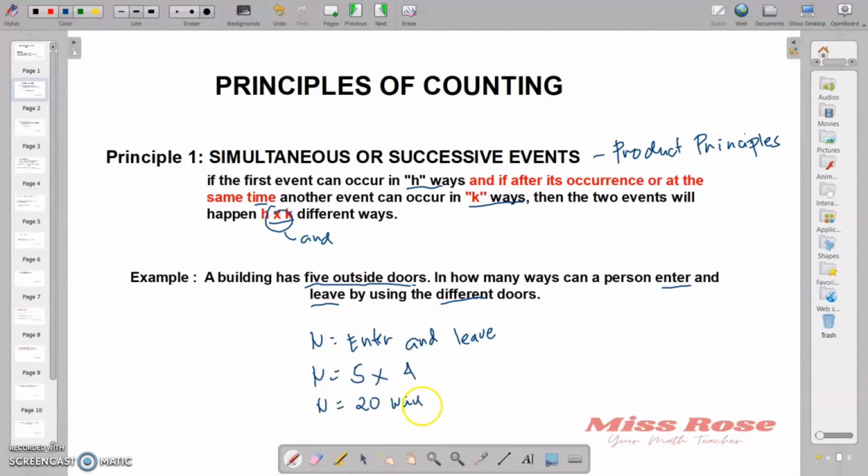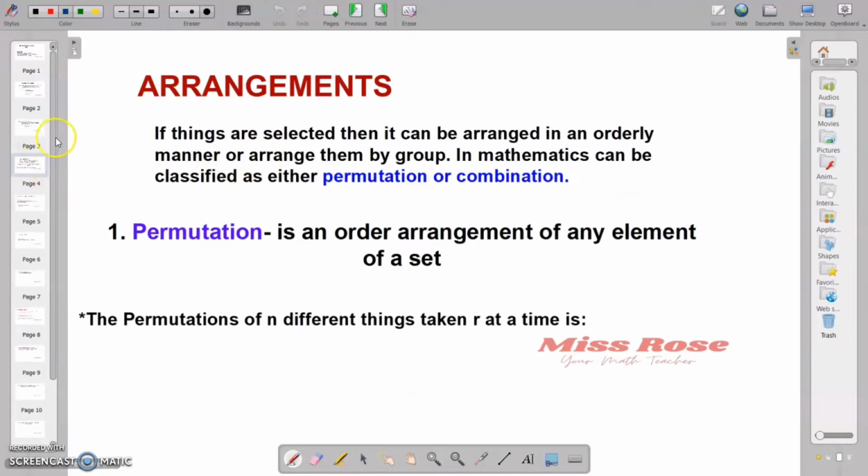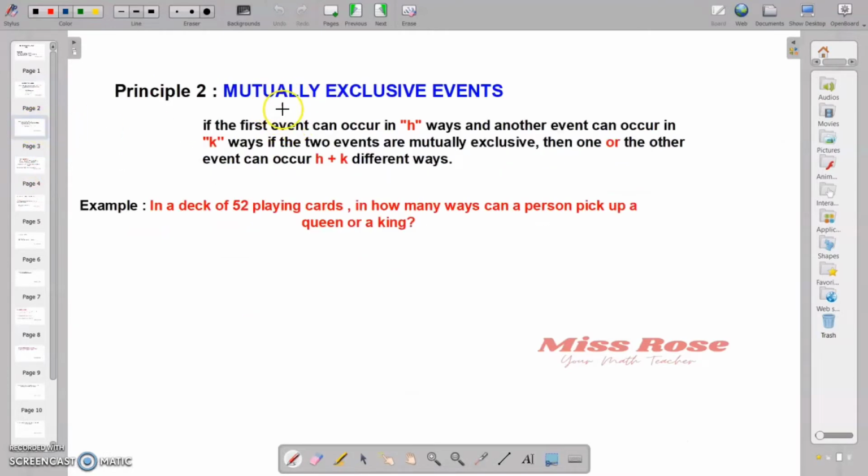So the answer is 20 ways. There are 20 ways using the different doors. That is the simultaneous or successive event, or the product principle. Next is the mutually exclusive events, or the sum principle.